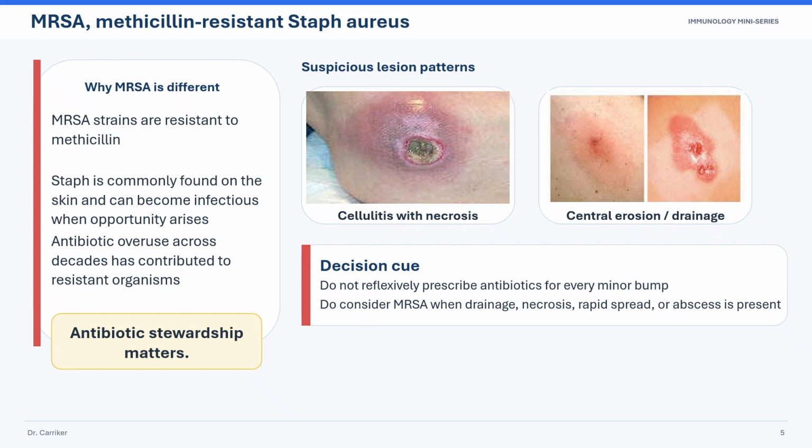So on the cellulitis with necrosis, this of course is an area that has started to have some tissue wear with the necrotic factor. We also see on the screen some cellulitis with a central pinprick of erosion, and there's some notable redness around that lesion. So being mindful that, as we make a decision, we should consider MRSA when we're looking at something with drainage, necrosis, rapid spread, or if an abscess is present.